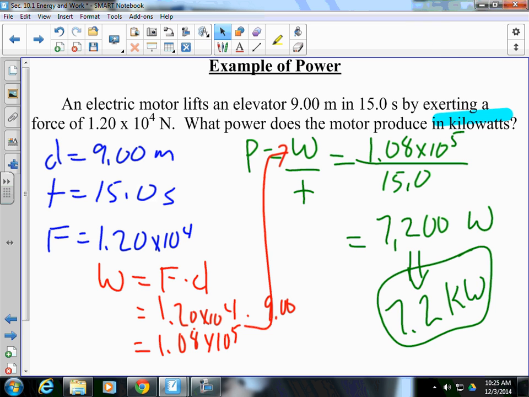So we will continue with work and energy, and our focus is going to be on machines. Simple machines, compound machines, how machines work, and how efficiently we can use work and power. But with that, that is the end of section 10.1.